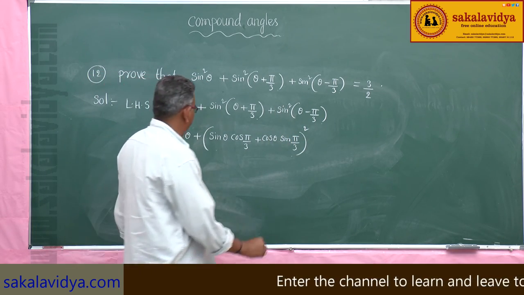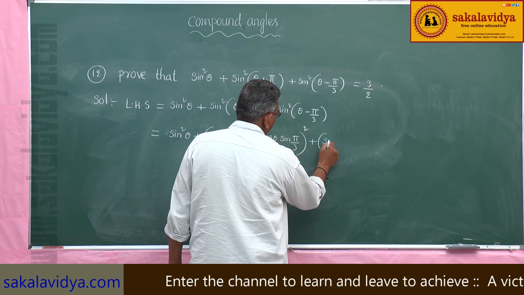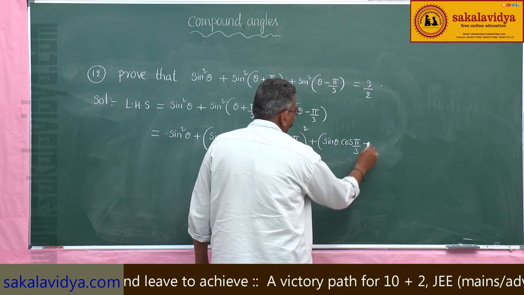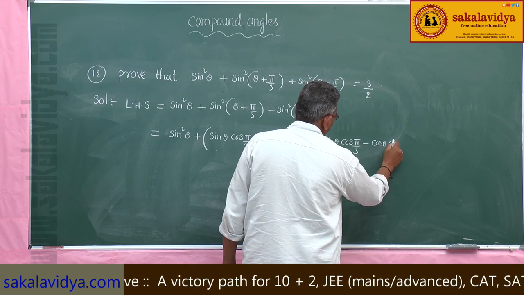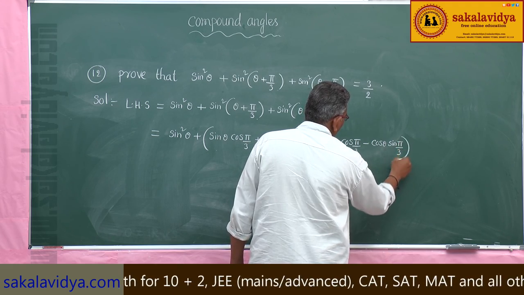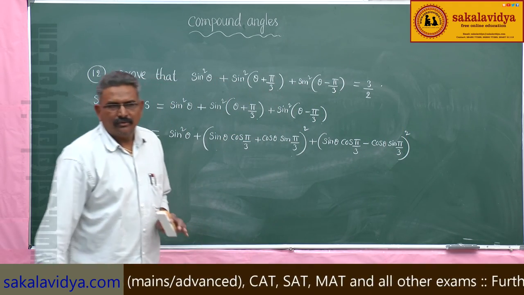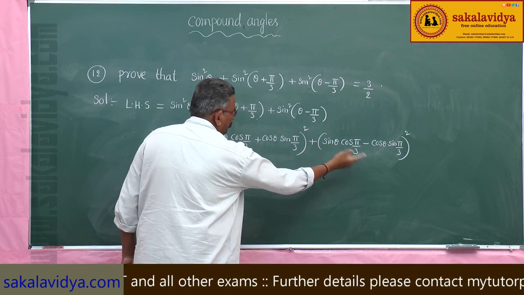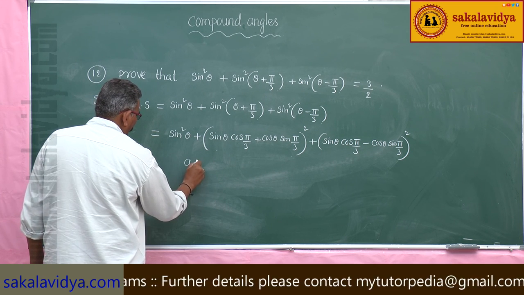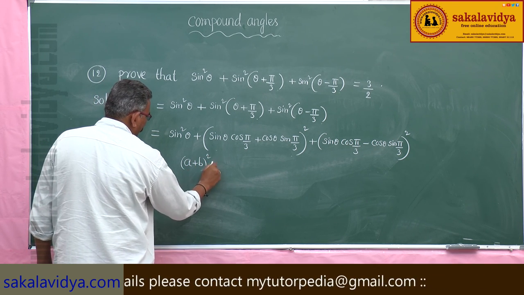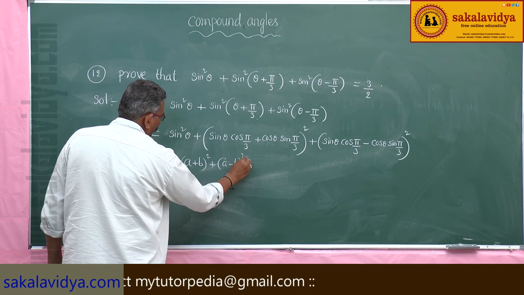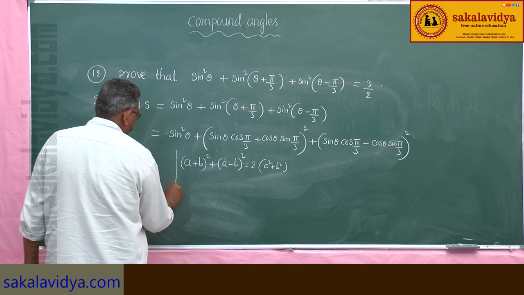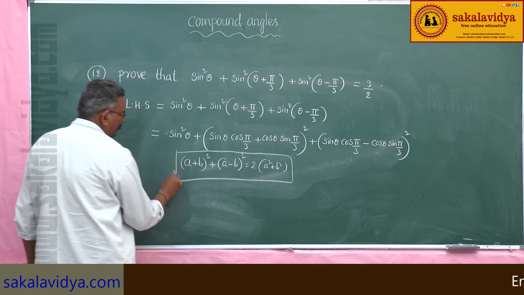plus sin theta cos pi by 3 minus cos theta sin pi by 3 whole square. We have one algebraic formula, a plus b whole square plus a minus b whole square. We get 2 times a square plus b square. So better remember, this will be very useful.